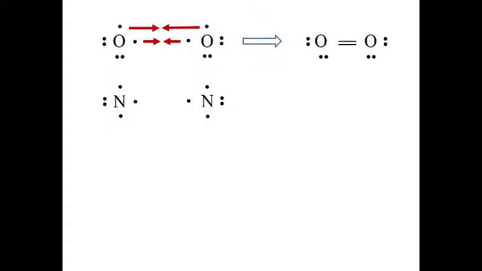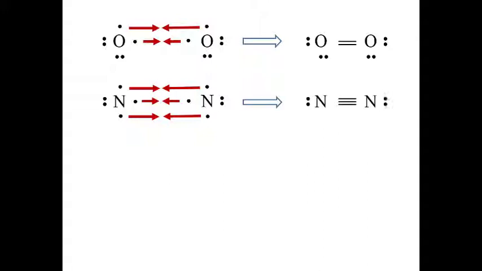For dinitrogen, each nitrogen atom has 5 valence electrons. In order to get to 8, each atom requires its partner to share 3 electrons. This leads to a Lewis structure with 3 shared pairs and 1 lone pair on each nitrogen atom.